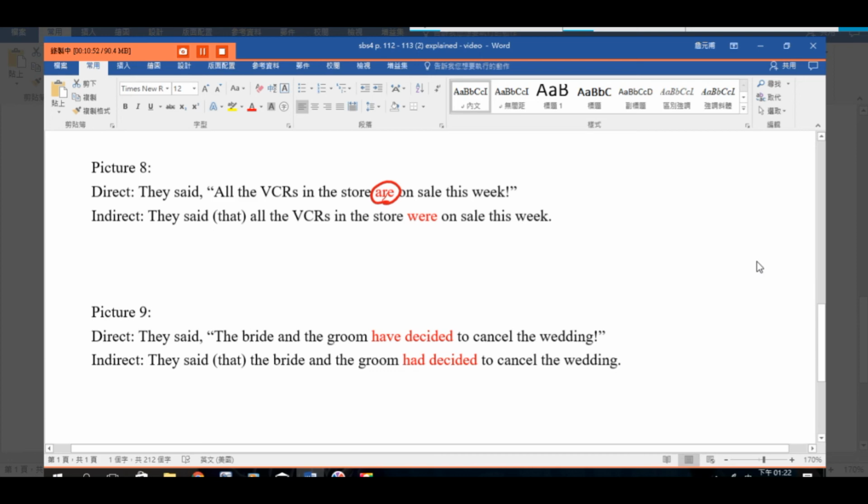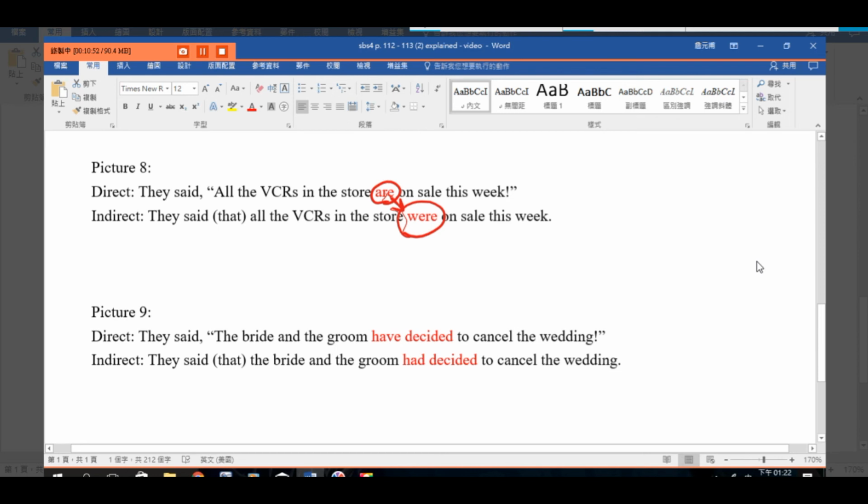We have to change the tense of the sentence. Present simple tense to past simple tense. Are to were. So the indirect sentence would be, they said that all the VCRs in the store were on sale this week. Okay? Picture number 9, the final picture.